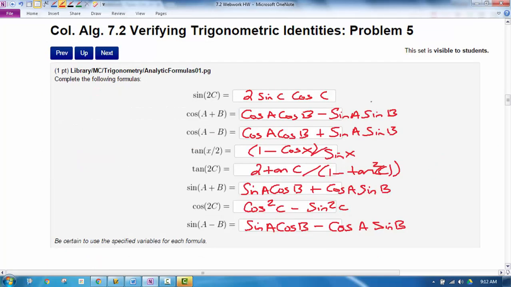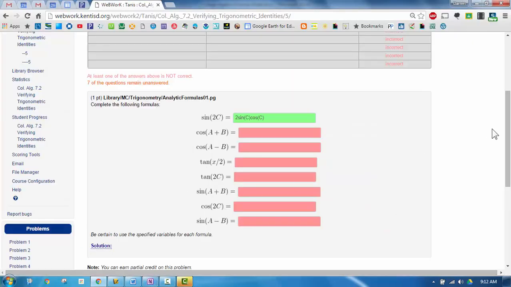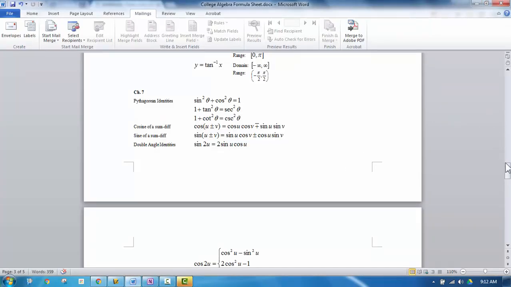Okay, the next problem, I've written all the answers down here. And if you wonder where these come from, these are formulas that we're going to cover in the next section, right in our formula sheet. So they're all in the formula sheet.